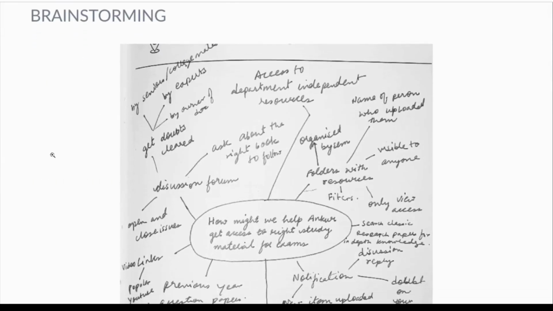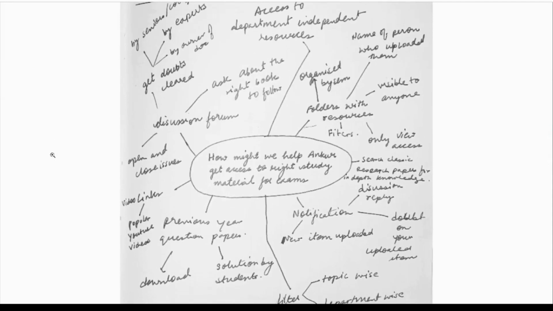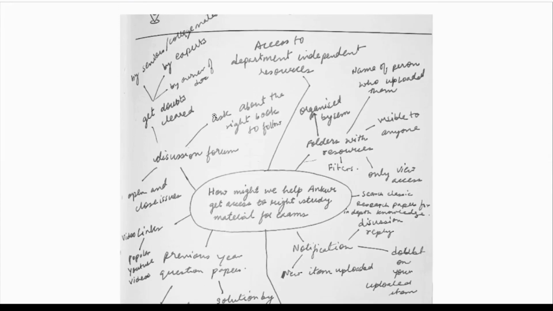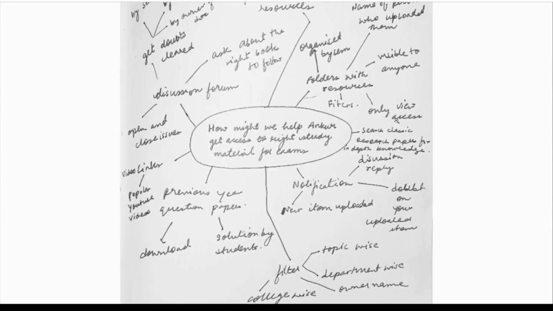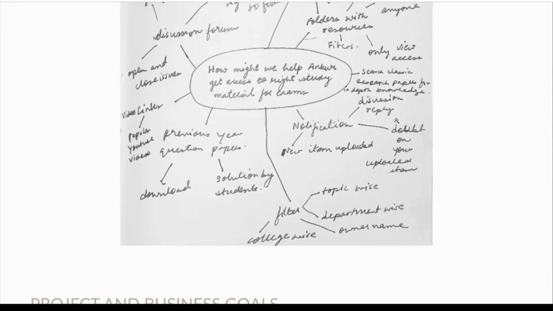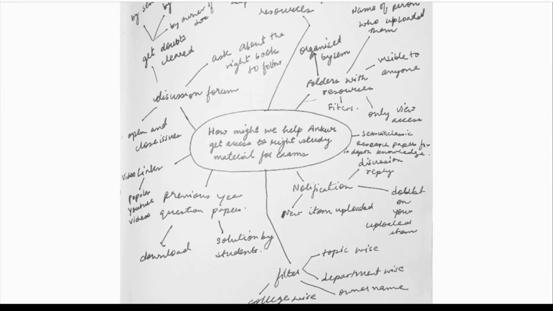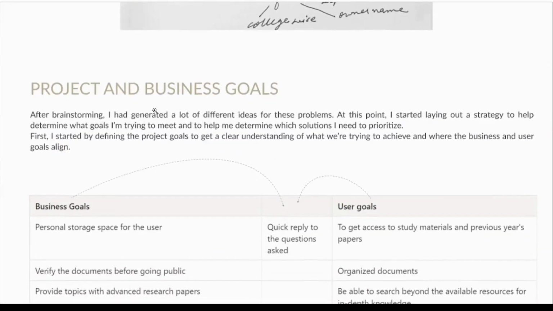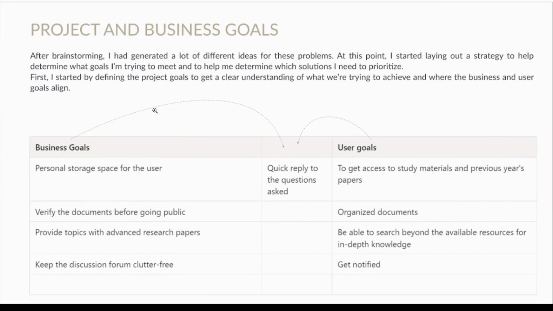So brainstorming, I did a brainstorming: how might we help Ankur get access to the right study material for exams. There were various things that came into my mind. Brainstorming is a process basically where you write everything down, even the silliest things, in the notebook. You might not take everything while designing, but you might get a lot of ideas, and you might change a few things, you might combine a few things, and that's how brainstorming is done. Basically, you just give 10 minutes and write down everything that comes to your mind.